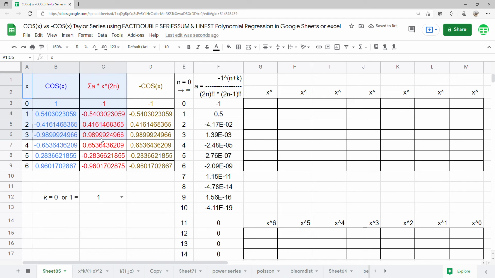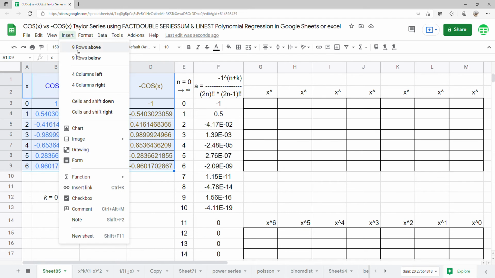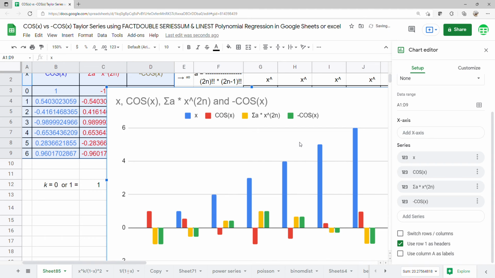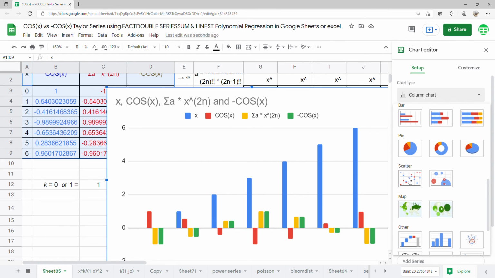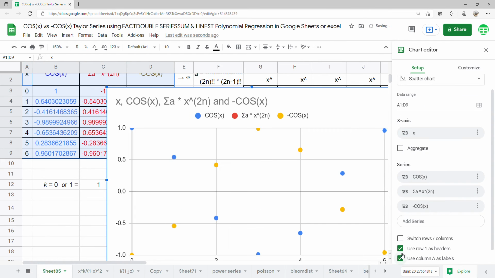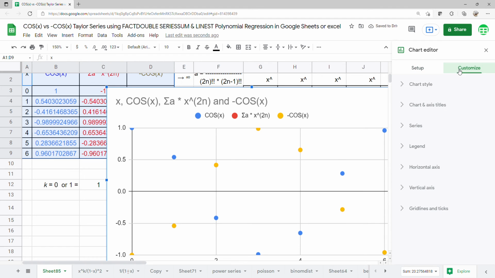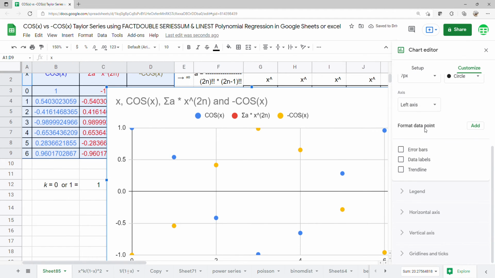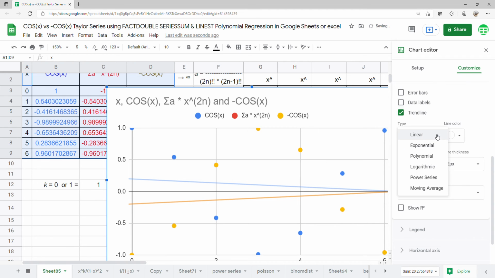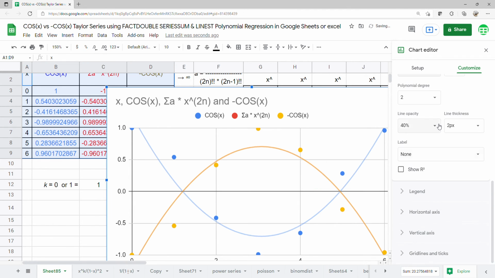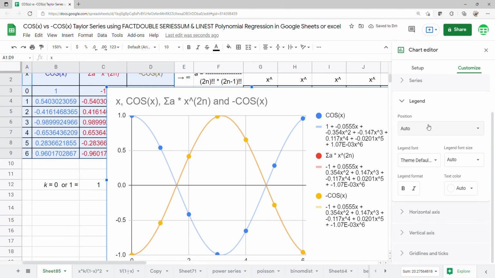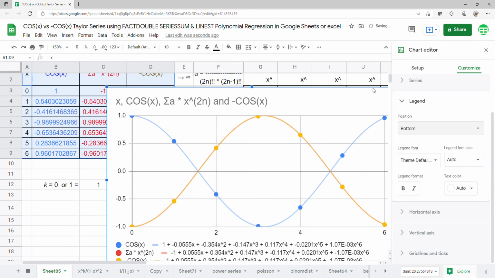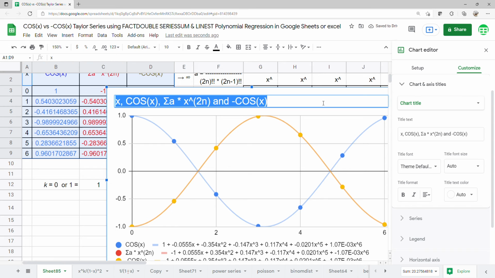And we chart this. Insert chart. And we use scatter chart. And column A as label. For the series, we show the trend line. The type, polynomial. The degree, 6. For the label, use the equation. For the legend, position at the bottom. We don't need a title because we need a space.